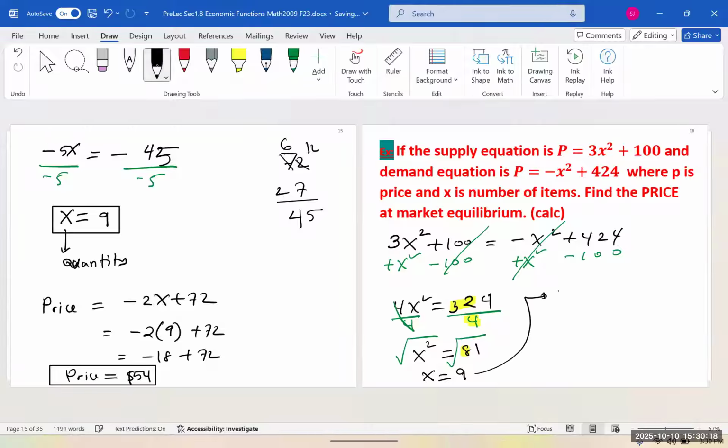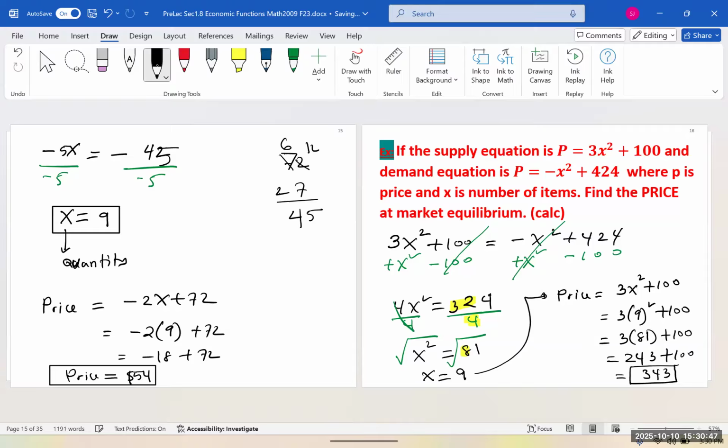For the equation, so 3x squared plus 100. We don't need a calculator. Oh. 243 plus 100. Good job. I'm impressed. $343.